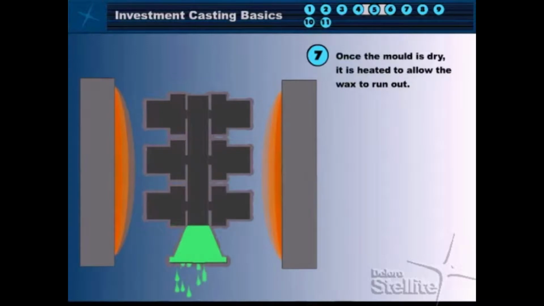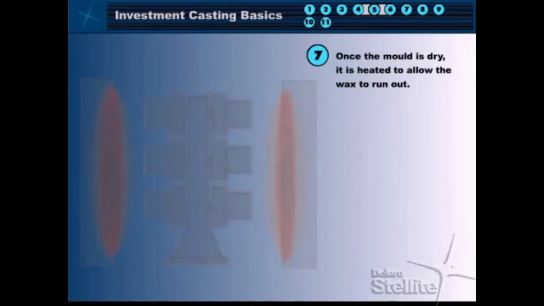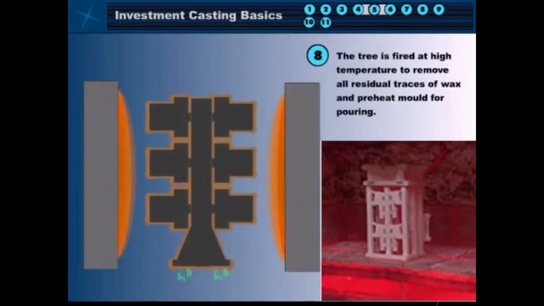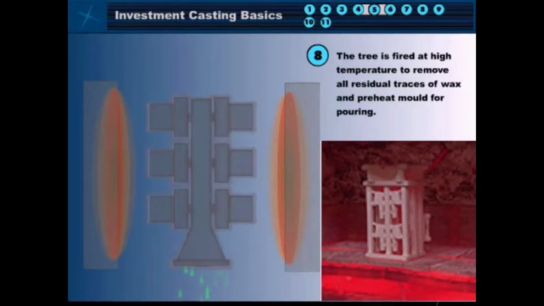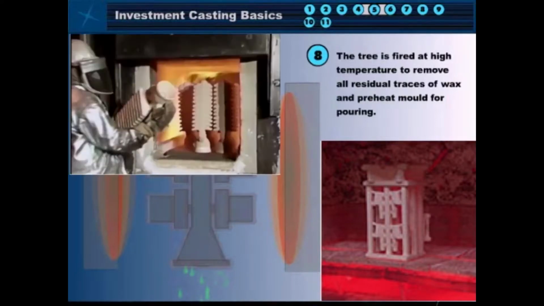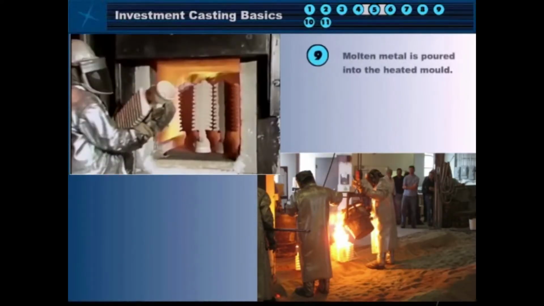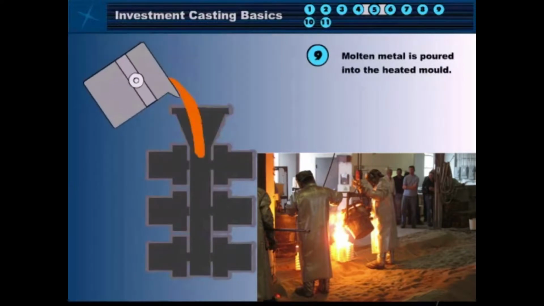The reclaimed wax is used for other trees and vents in the cluster, and new wax is used for the patterns. Next, the empty tree or cluster is put into a furnace and fired at high temperature to remove all residual traces of wax and turn the pre-ceramic shell into a ceramic. The now ceramic shell is removed from the furnace and poured while the shell is still hot.